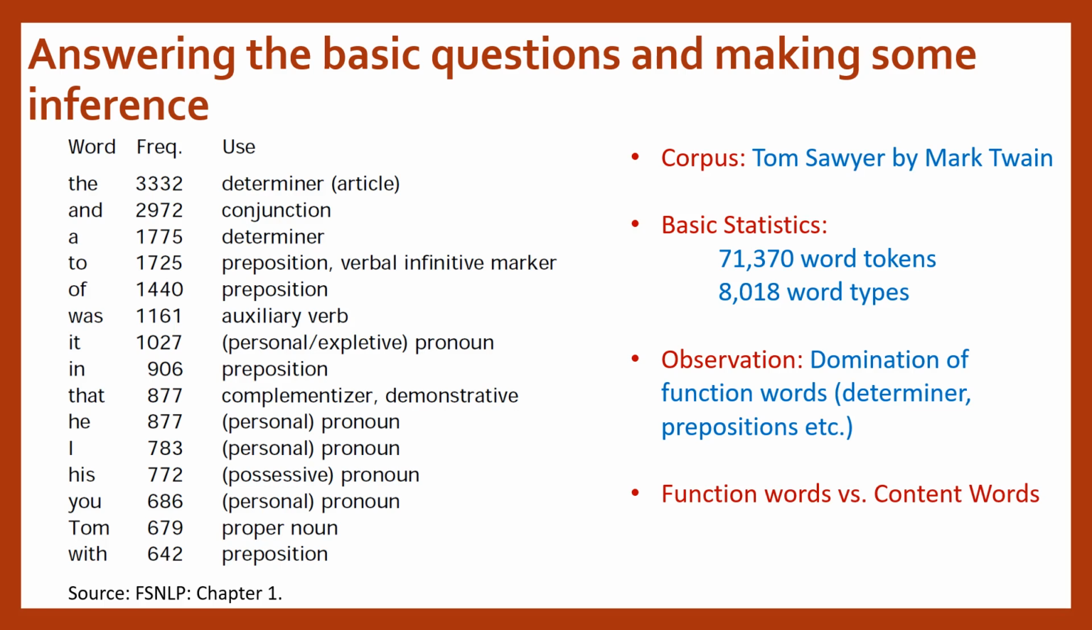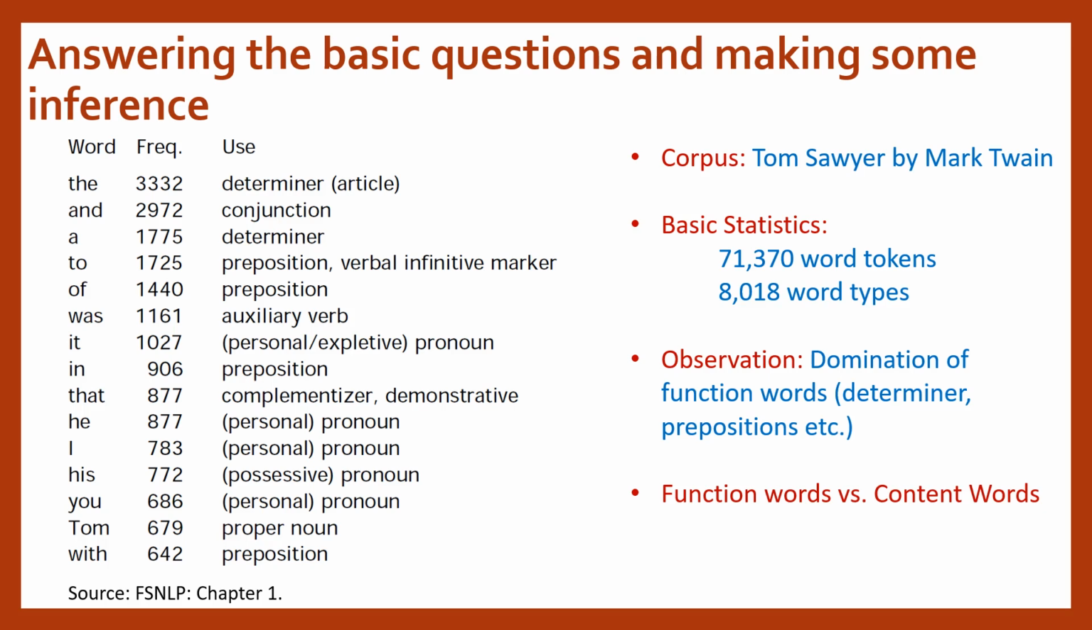most of these words are what we call function words. Function words play a grammatical role, such as prepositions, determiners, auxiliary verbs, quantifiers, and so on. So they are dominating over the content words. The content words are the ones which actually carry some real meaning, such as nouns, adjectives, and so on.